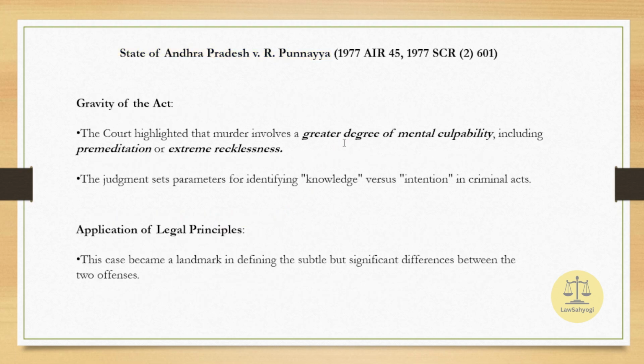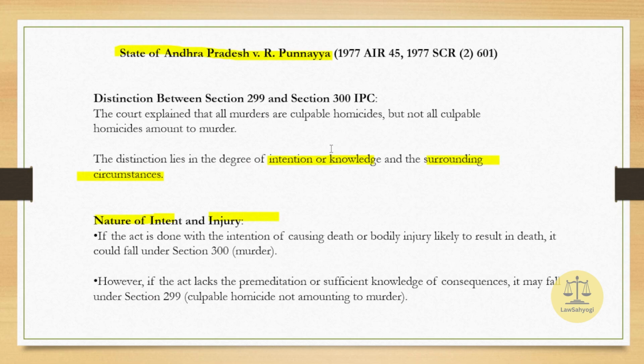Now let's discuss the gravity of nature and injury. If the act is done with the intention of causing death or such level of bodily injury that is likely to result in death, it could fall under section 300, that is murder, and if we refer to BNS, it will be section 101. However, if the act lacks the premeditation or sufficient knowledge of the consequence, it may fall under section 299 of the IPC and now section 101 exception.